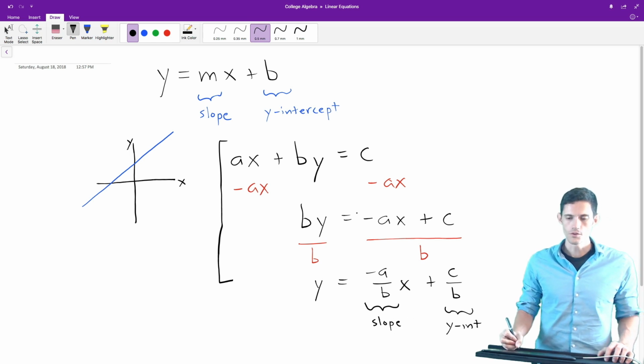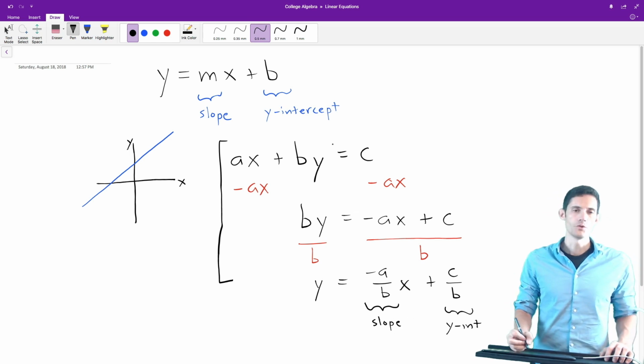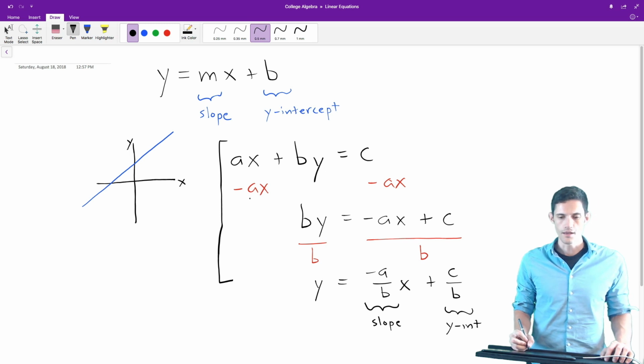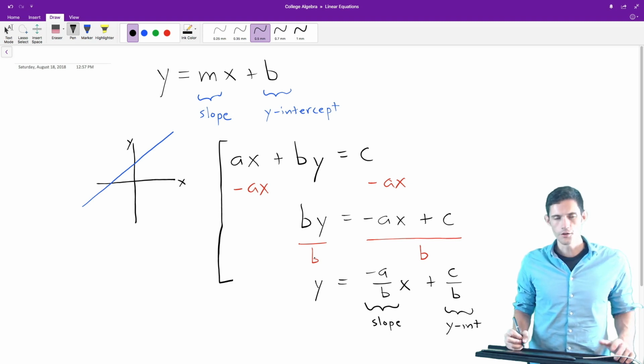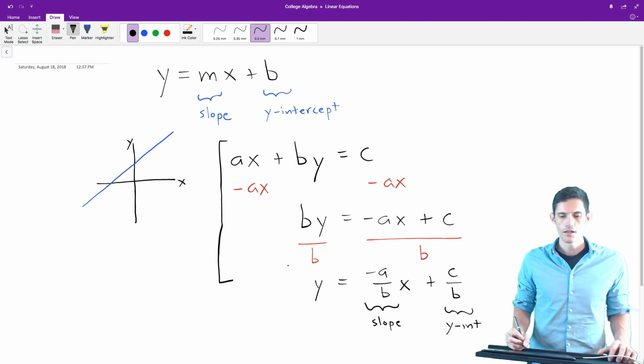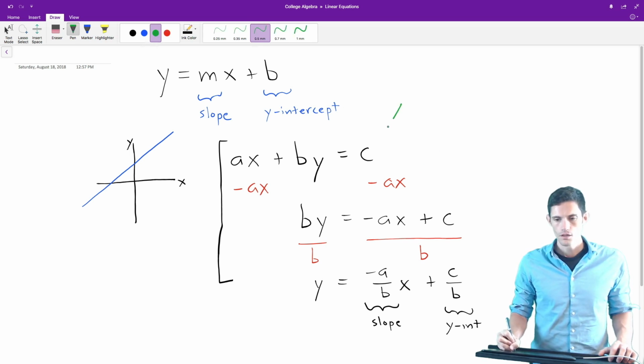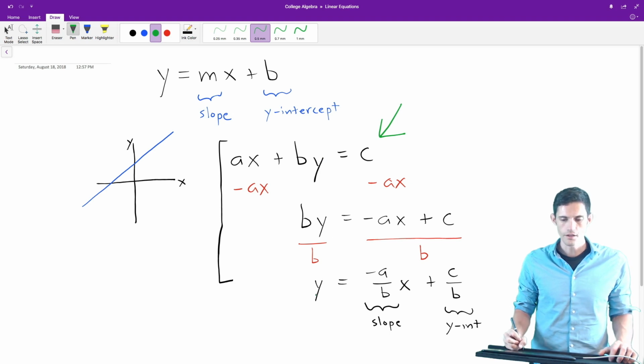If you have to, you can go back and forth between y equals mx plus b and ax plus by equals c, those two equations of a line. For example, in your homework you'll probably see lots of examples that look like ax plus by equals c, and the question will be find the slope. The first thing you want to do is solve it for y, like I did here, so that you can see the coefficient of x, and the coefficient of x will be the slope.